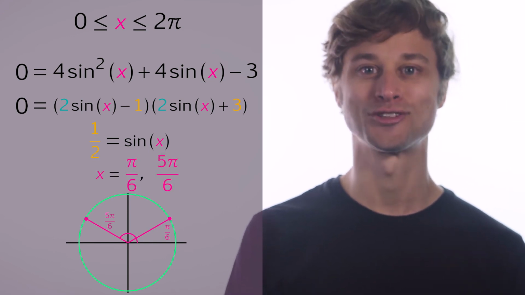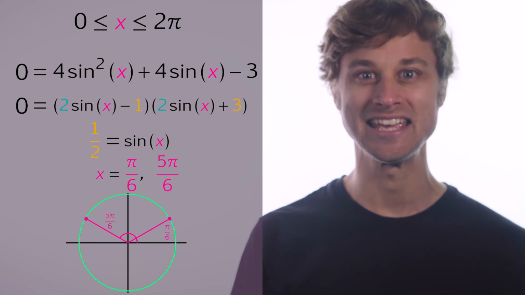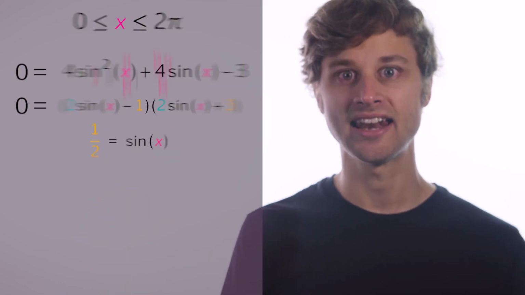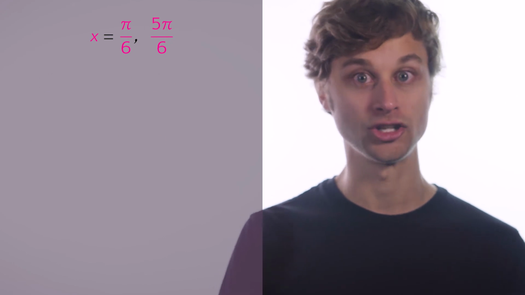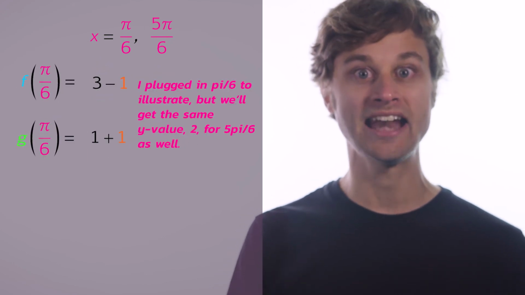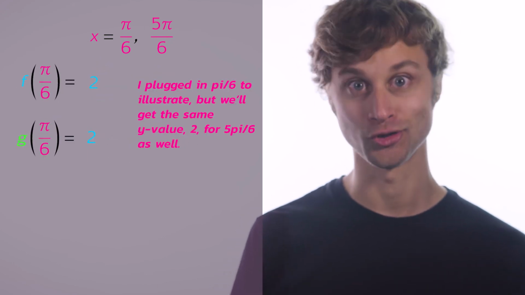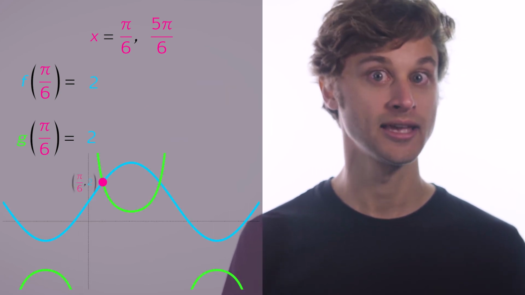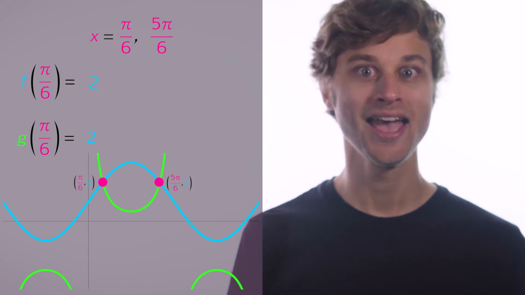So ultimately, our solution to this whole problem is 5 pi over 6 and pi over 6. Plugging that x value into either of our initial functions, f or g, we get an output for both of those of 2. So therefore, these two functions intersect at the 2 points pi over 6, 2 and 5 pi over 6, 2.